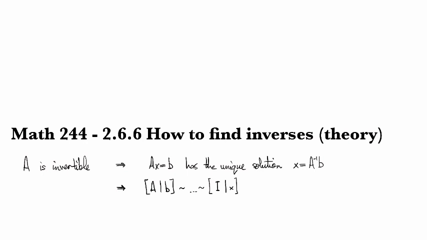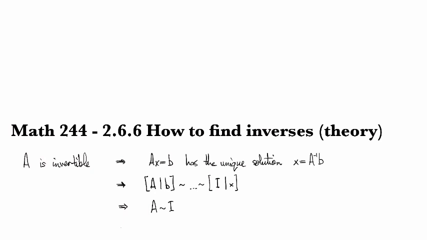Okay, and so implicit in that statement is that if A is invertible, A must be row reducible to the identity. And so if A is row reducible to the identity, then by what we just saw about elementary matrices, A must be equal to some product of the elementary matrices. I wrote that all wrong.